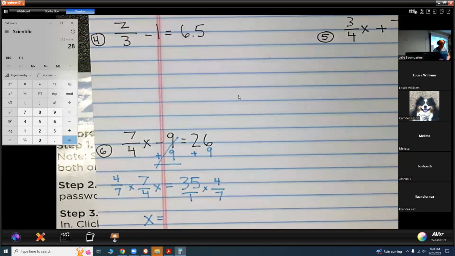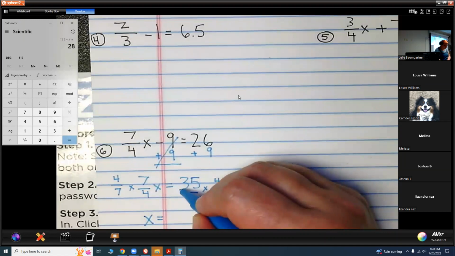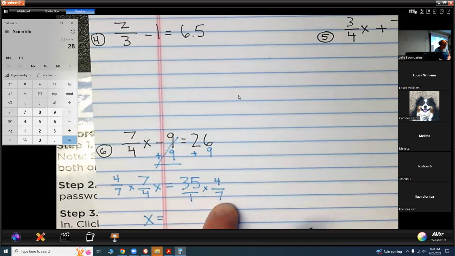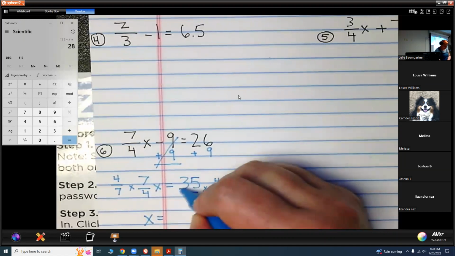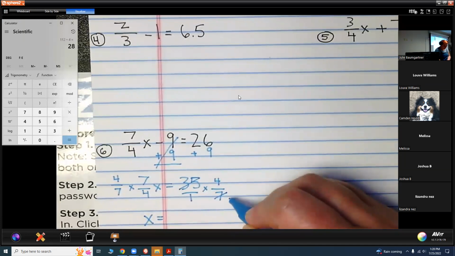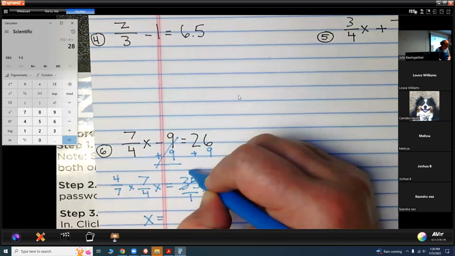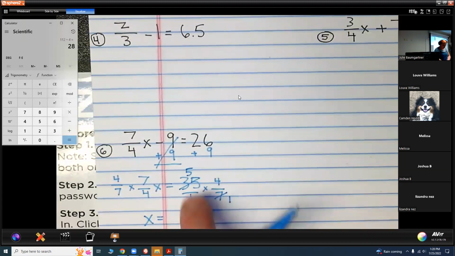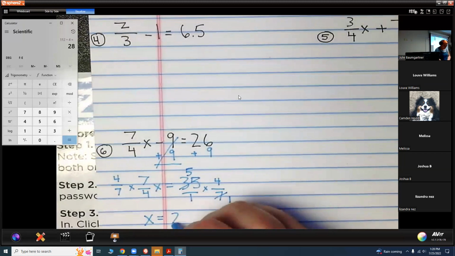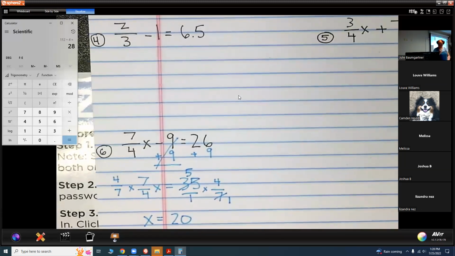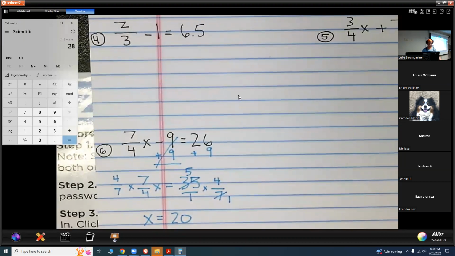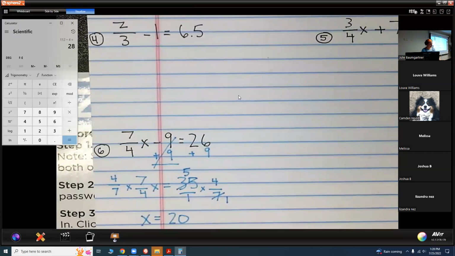Okay. Then, just like I showed you in the previous one, I can cross reduce. I can take a 7 out of here and a 7 out of here. 7 divided by 7 is 1. 35 divided by 7 is 5. 5 times 4 is. Does that help remind you what to do, Kaylee? Yes, thank you.